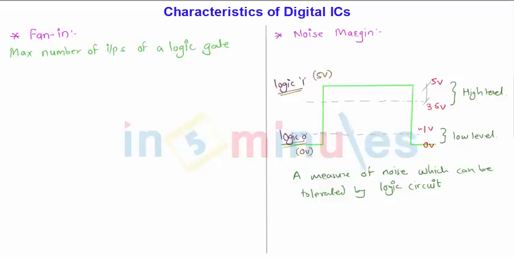Moving on to the next point, what we have here is the fan in. So what actually is fan in? Fan in is nothing but the maximum number of inputs of a logic gate. What I mean to say by the maximum number of inputs of a logic gate is, let us take an example here.